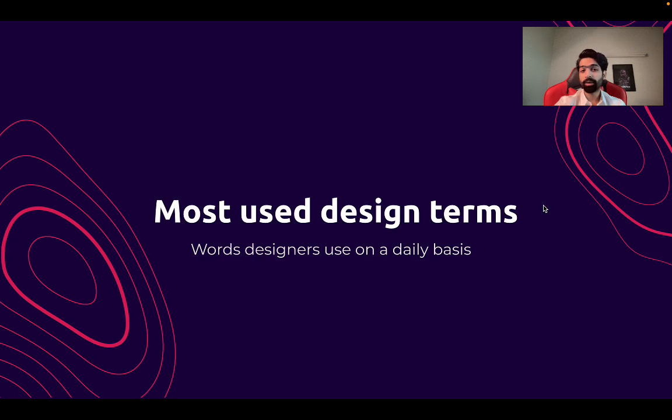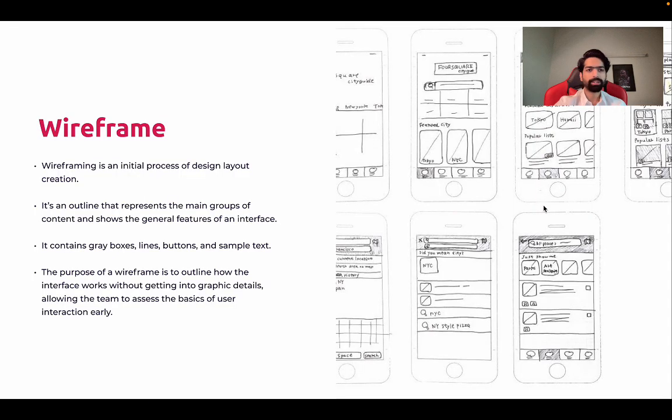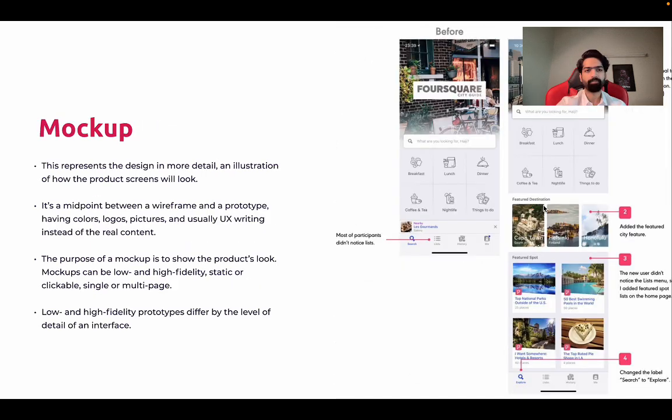And talking about prototypes, let's discuss some basic design terms. A wireframe is the initial process of design layout. You basically start with paper and pencil, and the reason you do that is because it's quite easy to make iterations on paper. You try to lay out the look and feel of the product on the paper, and see how the user would navigate from one part of the screen to another.